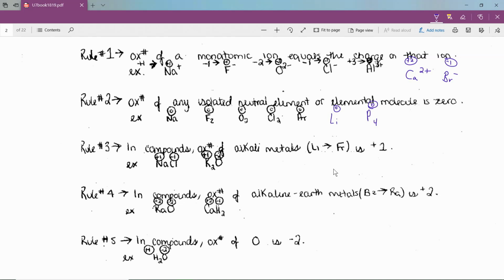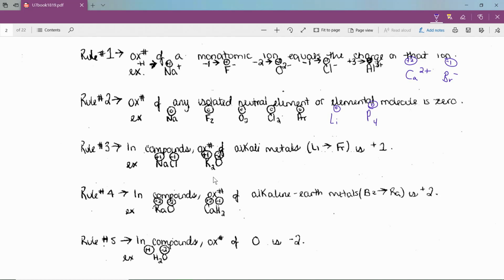Rule number 3, in compounds, the oxidation number of alkali metals is +1. So in NaCl, the oxidation number of sodium is +1. You might guess, and you'd be right, that the chlorine is going to be -1. That's rule 7, where the sum of the oxidation numbers has to give the overall charge on the whole creature combined. It's neutral all together, so it's going to be 0.